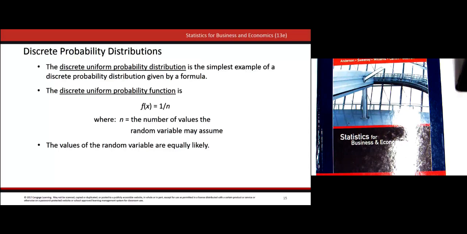Here the assumption is that the values of the random variable are equally likely. Since the sum of the probabilities for all values of the random variable must be 1, if the random variable can assume n values, then each value has a probability of 1 over n. For example, if you roll a die, you have 6 outcomes: either exactly 1, exactly 2, exactly 3, exactly 4, exactly 5, or exactly 6. So what's the probability of each outcome? 1 over 6.